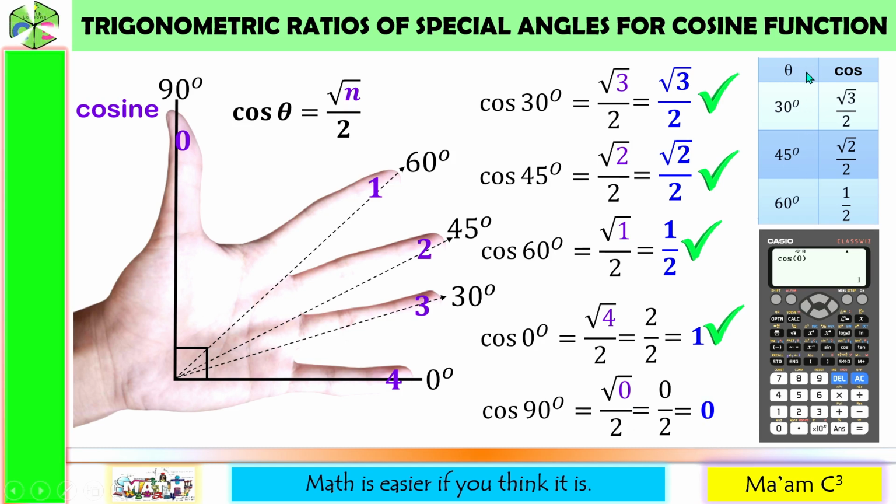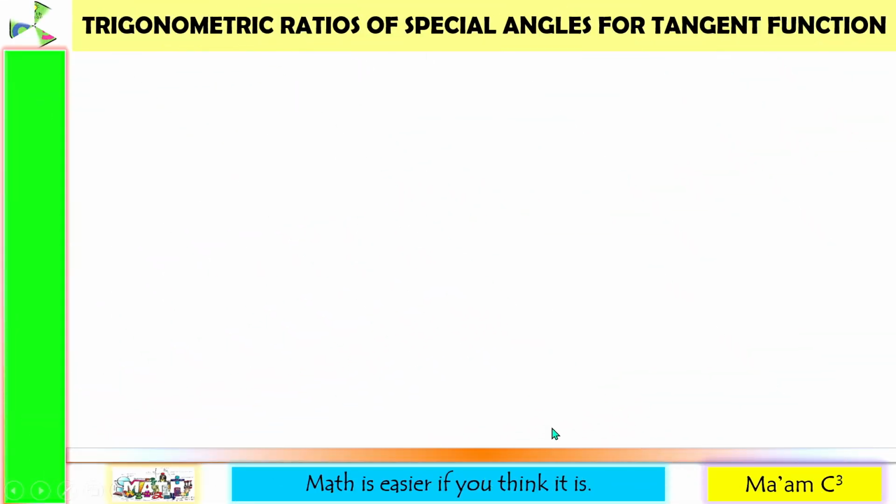Again, it is not here in our table. So let's make use of scientific calculator. Let us solve for cosine 90 degrees. And it is equal to 0. Our answer is correct. You might be wondering, Mom, is that also applicable for tangent? Here is the trigonometric ratios of special angles for tangent function.